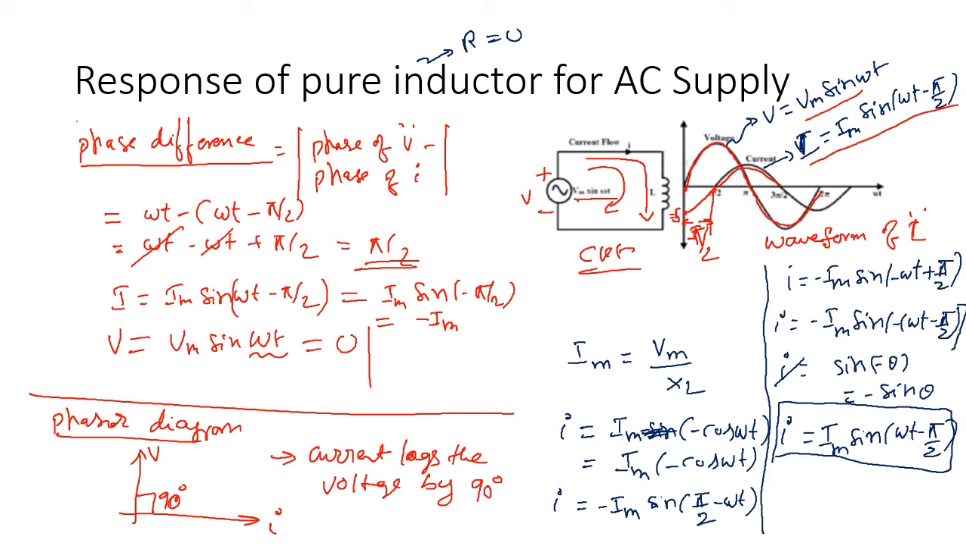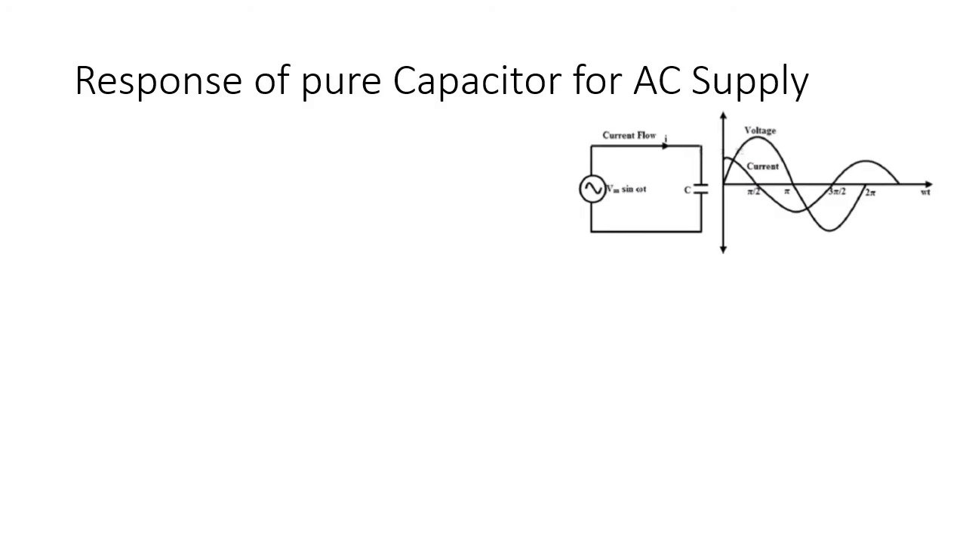Next we go for the capacitor: the response of a pure capacitor. It means here also the resistance is 0. Pure capacitor means resistance is equal to 0. So this is a circuit, and these are the waveforms. This is the waveform of the capacitor. In the waveform there is a voltage waveform, the input supply, and a current waveform, which is the response of the circuit.